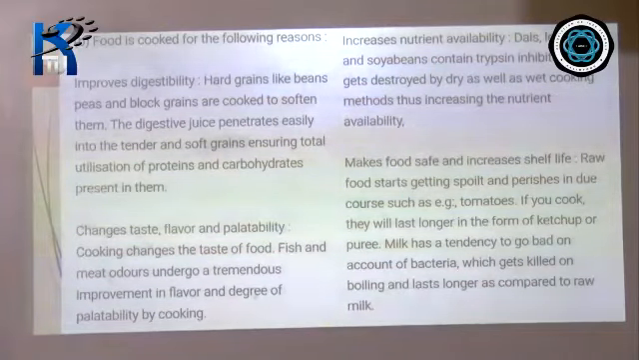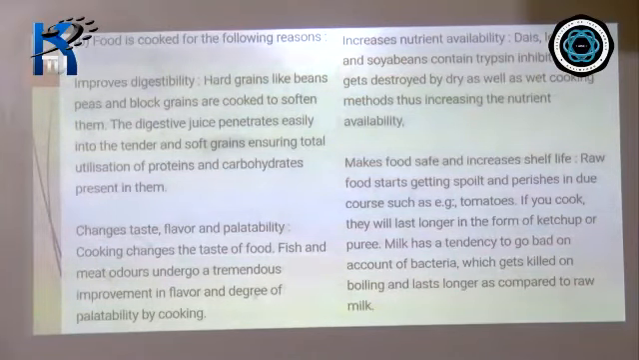The nutrient value also improves for soya beans, legumes, as the trypsin inhibitor gets destroyed by dry as well as wet cooking methods, thus increasing the nutrient availability. Cooking makes the food safe and definitely improves the shelf life.